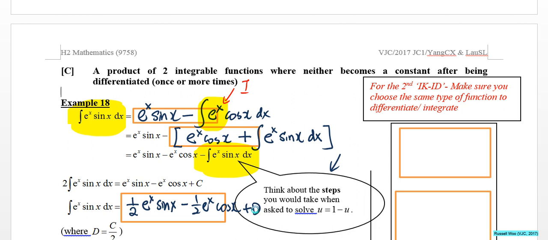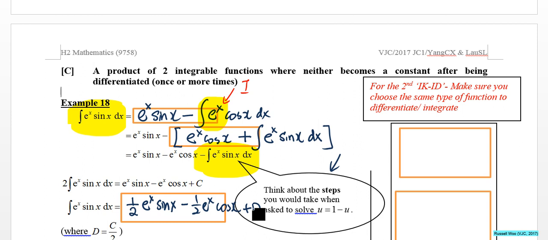I don't know how you were taught in doing IKID. I usually won't write let u be this, let v be this. I'll just leave it like that. I just choose which one to integrate, differentiate. I'll just do the bypass normally. All okay. Do you understand this idea?